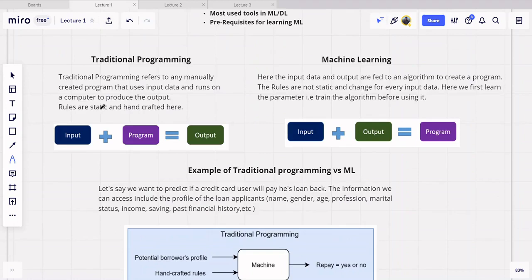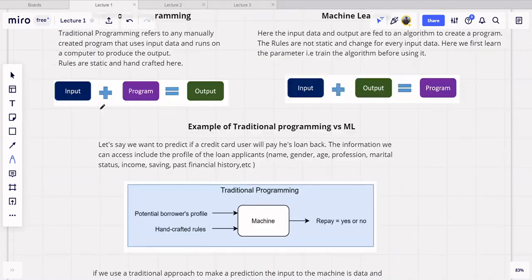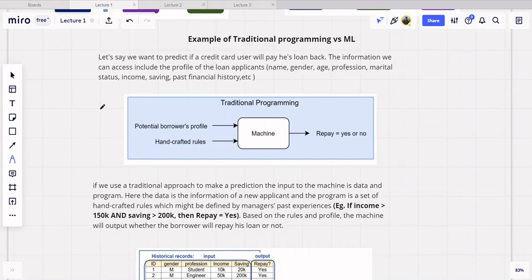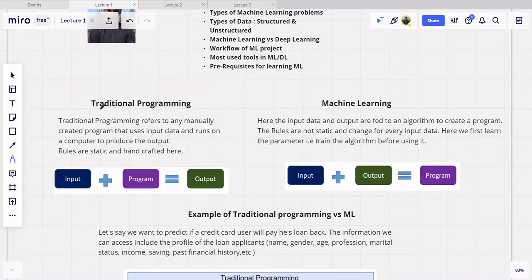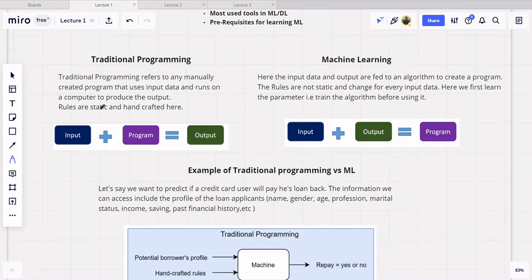In traditional programming, we had a lot of handcrafted rules. We wrote a lot of if and else statements. These are all very handcrafted rules. So now what we want to do is make the machine learn these rules by itself. Rather than creating the rules ourselves by manually typing them, we want the machine to learn the rules by itself. In traditional programming, we had an input, and we wrote a program to generate an output.